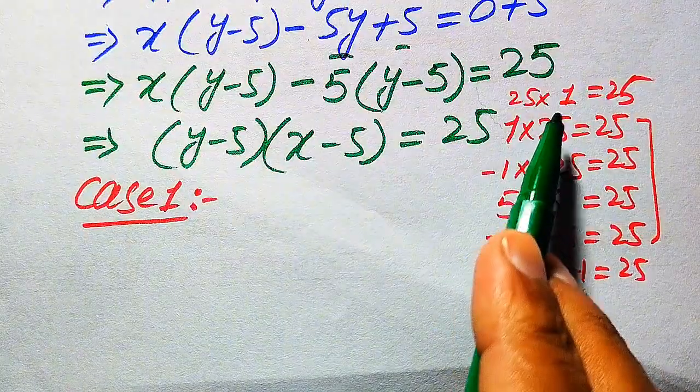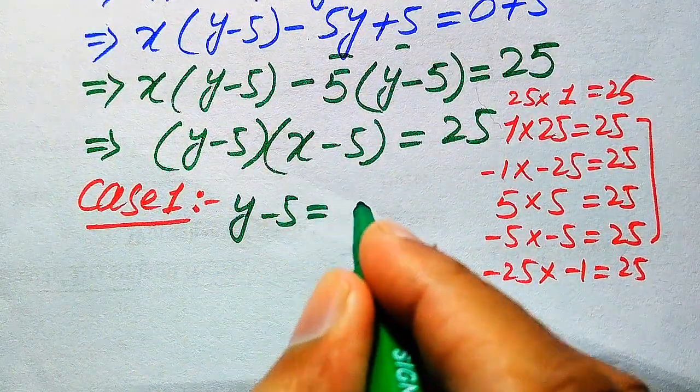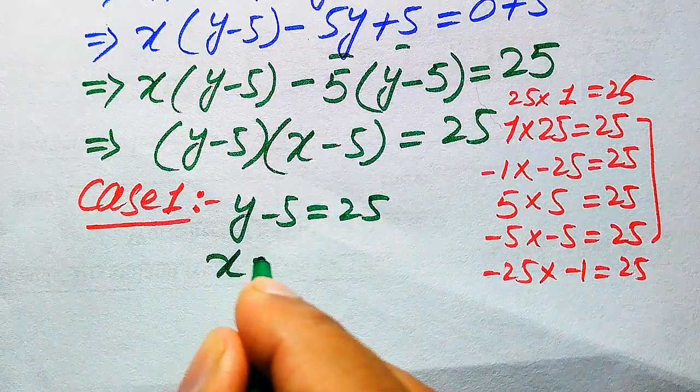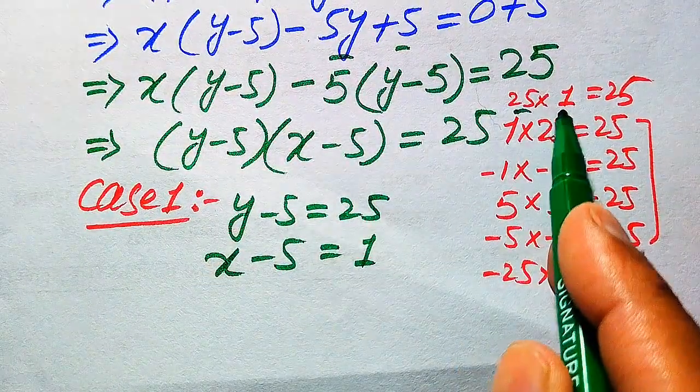First we compare both of these two values in these cases, and it becomes y minus 5 equals 25 and x minus 5 equals 1. We compare both of these two factors with both of these two numbers.